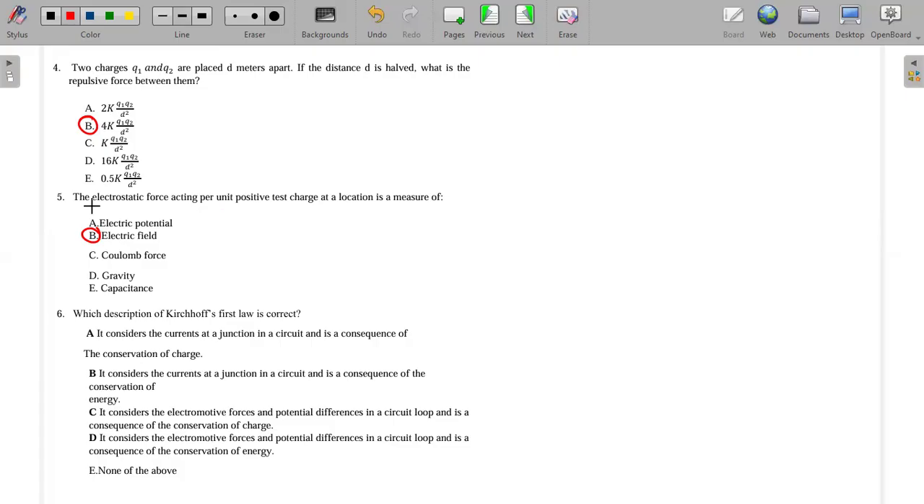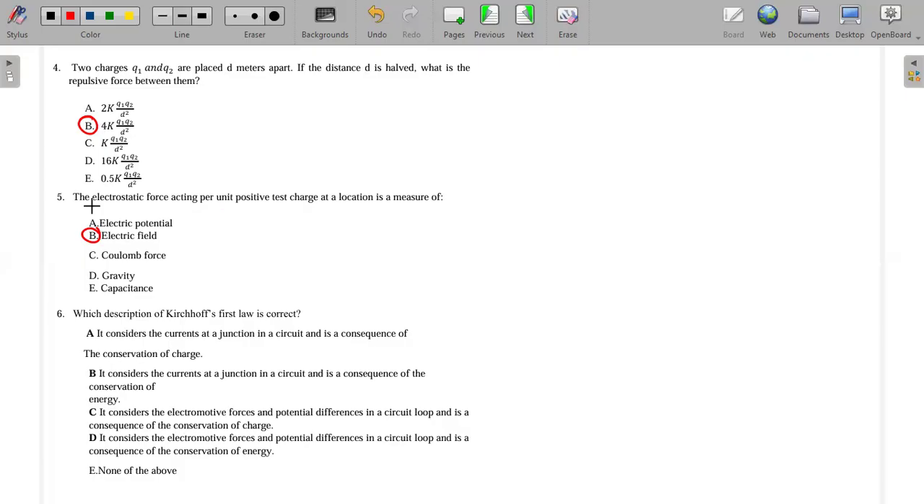B, it considers the current at the junction in a circuit and its consequence on the conservation of energy. C, it considers the electromotive force and potential difference in a circuit loop and is a consequence of the conservation of charge. D, it considers the electromotive forces and potential difference in a circuit loop and is a consequence of the conservation of energy. And E, none of the above.